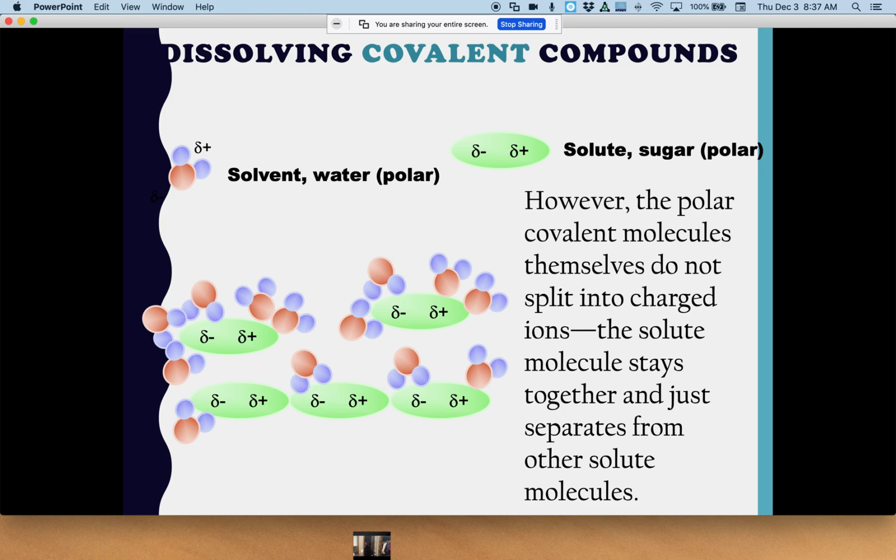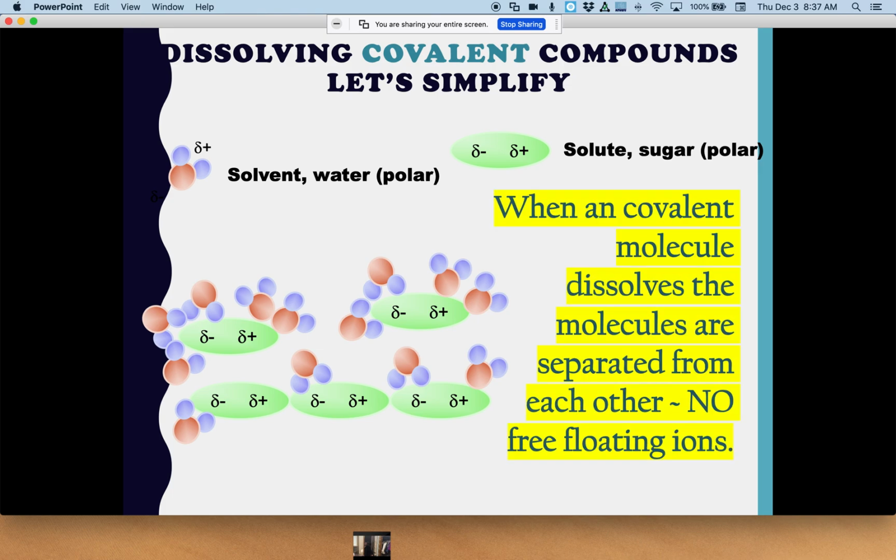With ionic, remember, it's a transfer. I gave you an electron. I'm stable now on my own. You're stable now on your own. That's why they can separate. But with covalent compounds, again, because they're sharing, they have to stay together in order to stay stable.